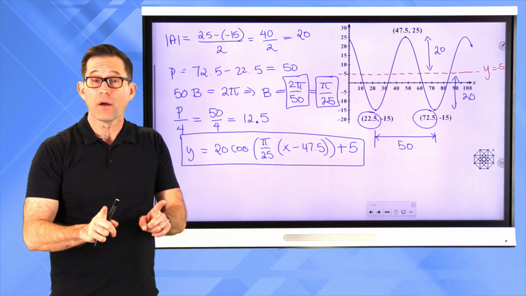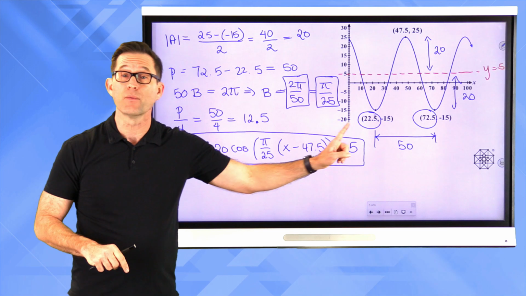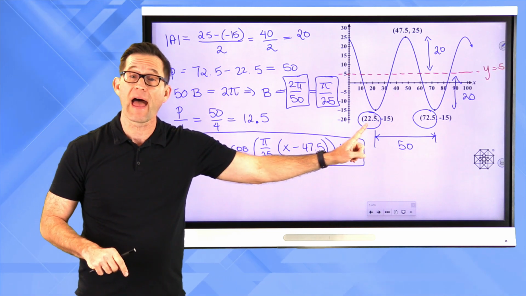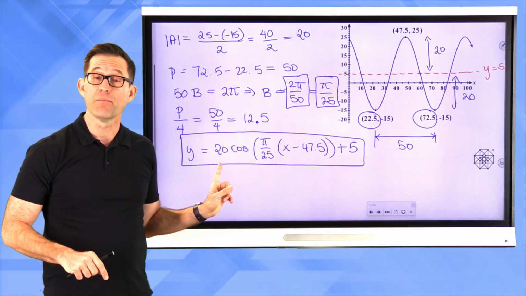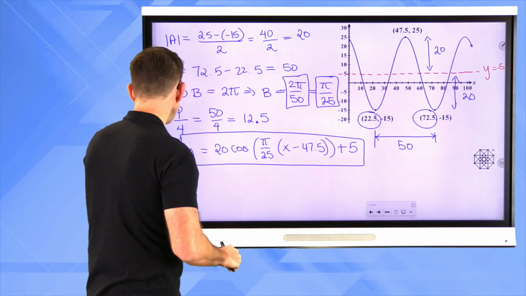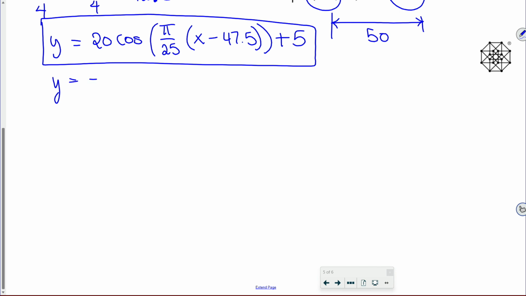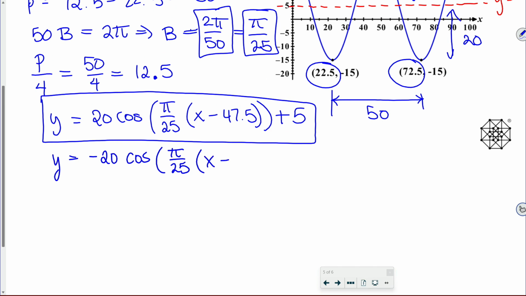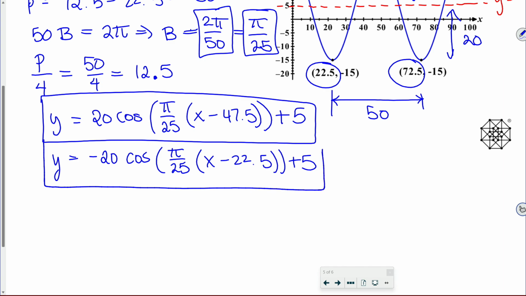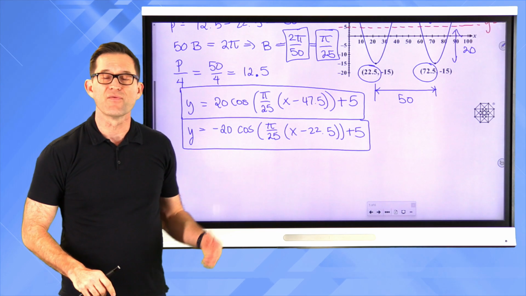Now don't get me wrong, another good one based on cosine would be shifting it over 22.5 units, but then the a would be negative. Now I'm going to write that one up as well, even though they just said, just give me one based on cosine. Some of you really might prefer this one, and there is nothing wrong with it. That would be x minus 22.5 plus 5.